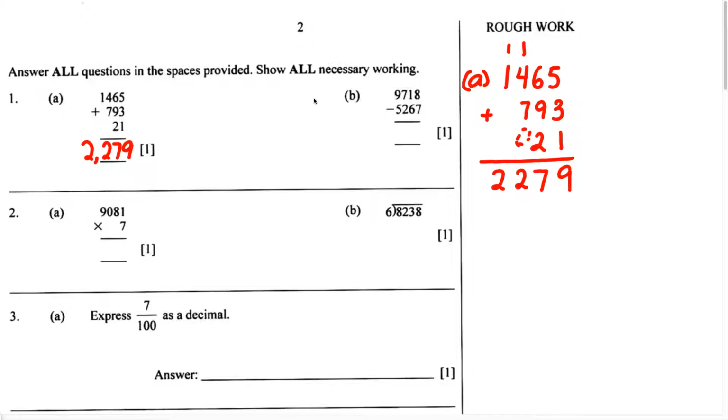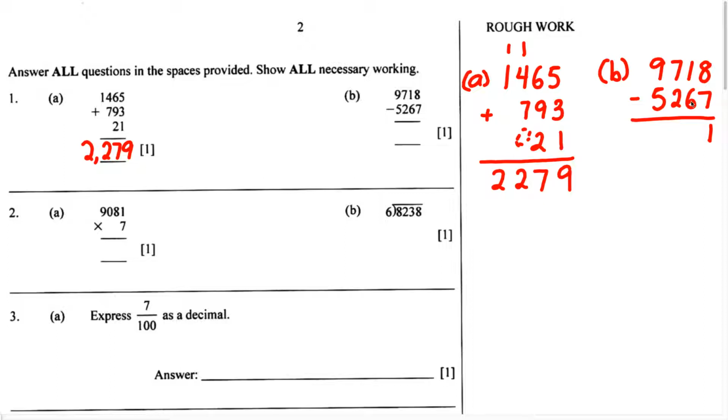Now let's do part B. So part B says 9,718 minus 5,267. Let's begin to subtract this. We can say 8 minus 7 is going to give us 1.